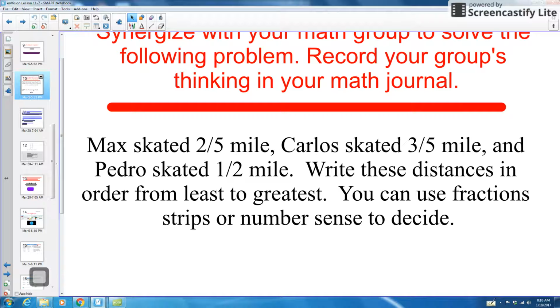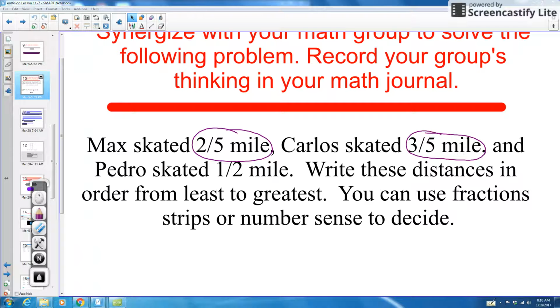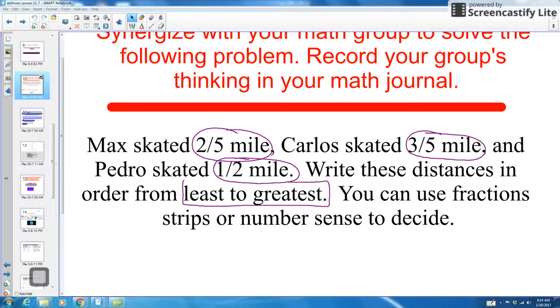So let's look at our first problem for today. It says Max skated 2/5 of a mile, and Carlos skated 3/5 of a mile. And then we have Pedro who skated 1/2 of a mile. So they want you to write these distances from least to greatest. We need to determine which of those three is the smallest, and then which of those is the greatest, and which one falls in the middle. And we get to use fraction strips to help us with this, okay?